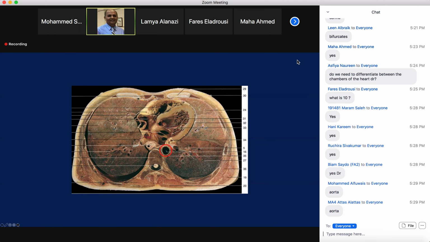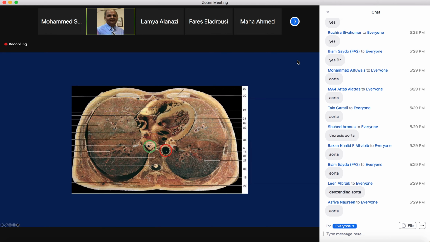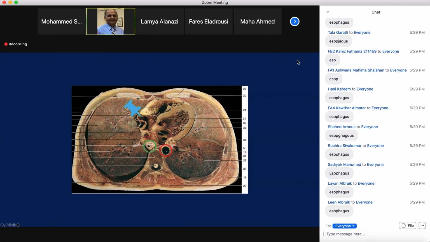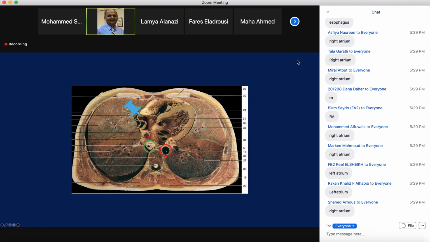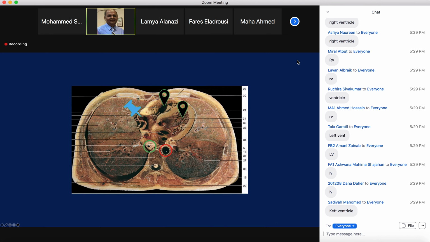Aorta. Excellent. What is this? Green thing. Esophagus. Perfect. What is this? Where has the pin dropped? Where I have dropped the pin? Right atrium, right atrium. MashaAllah. Where is the pin now? Right ventricle, right ventricle. And where is the pin now? Left ventricle.